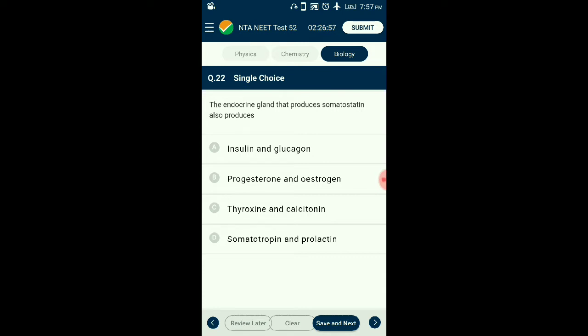Somatotropin, generally called growth hormone, and prolactin are secreted by the anterior pituitary gland. Insulin and glucagon are secreted by the pancreas and play a major role in the regulation of blood glucose levels. Somatostatin is also secreted by the pancreas. Delta cells of the islets of Langerhans act as a regulating hormone that regulates the levels of both insulin and glucagon. It is also secreted by the hypothalamus. So the answer for this question is option A, insulin and glucagon.